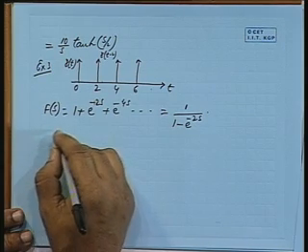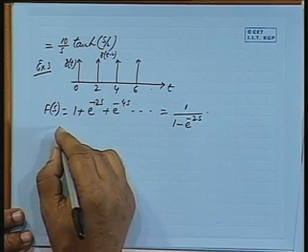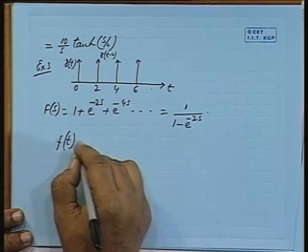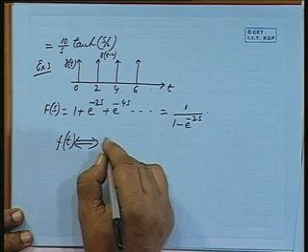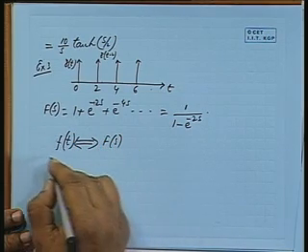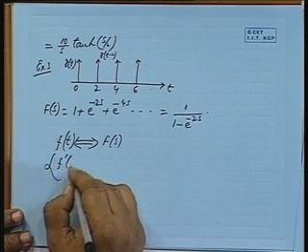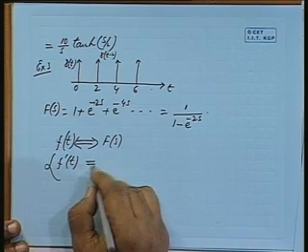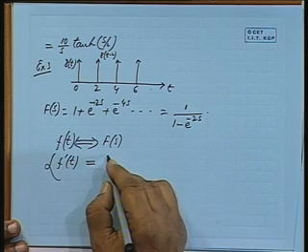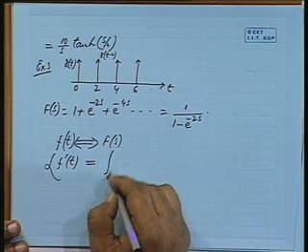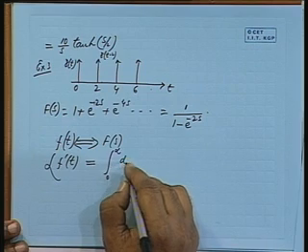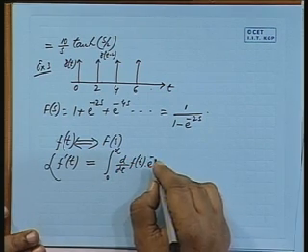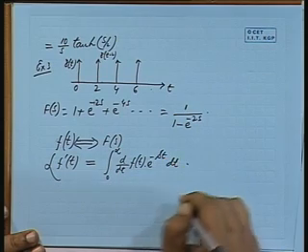Now, we have another important property. Suppose the Laplace transform of f(t) is given as F(s). What will be the Laplace transform of f'(t), where f' denotes the first derivative? What will it be? So, by definition, this will be the integral from 0 to infinity of d/dt f(t) e to the power minus st dt.